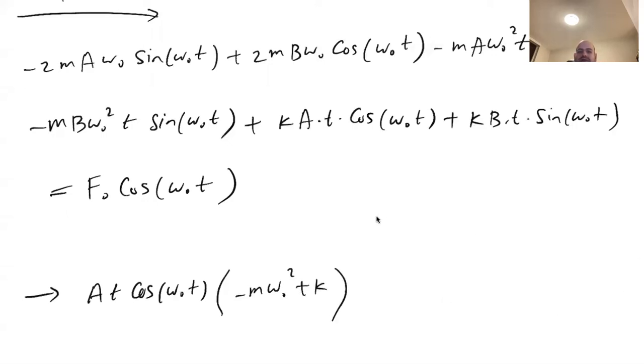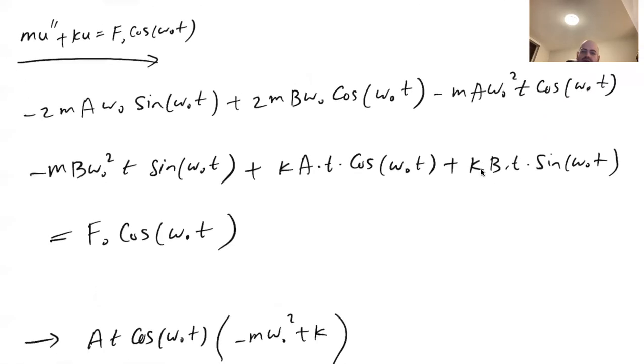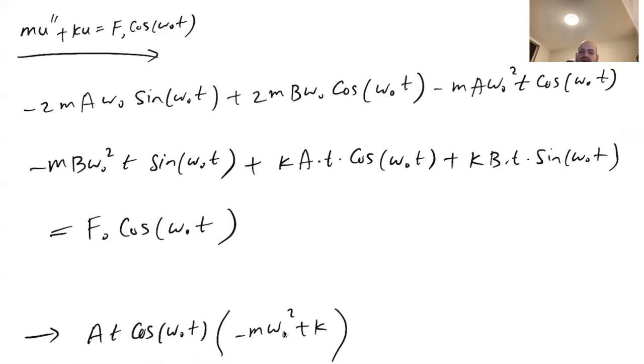See, when I look at the left-hand side, which terms are t cos omega naught t times a constant? Look at this term. This is t cos omega naught t. And I can also factor a out as well. So a t cos omega naught t, I factored out, and then k was left. Another t cos omega naught t term is here. t cos omega naught t times a, I factor out. And what will be left? Minus m omega naught squared.